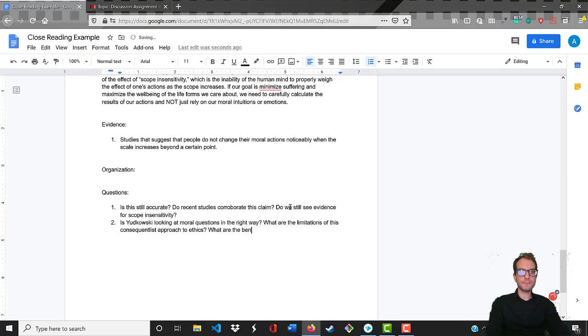What are the benefits? Are there any situations in which acting in a way that seems to have the greatest effect on the largest number of people or sentient beings is unethical according to other theories of moral action?